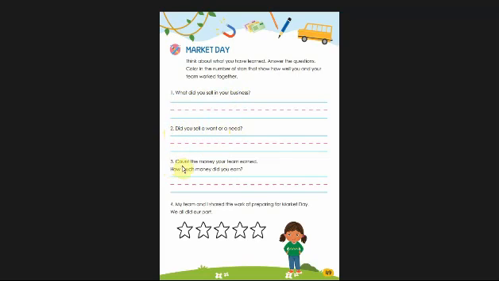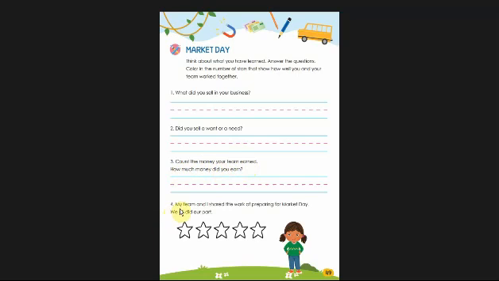Number 3, count the money your team earned. How much money did you earn? Your team, if you have this business or market with a friend or with a group of your friends, think, how much money did you earn from selling your stuff in the market?